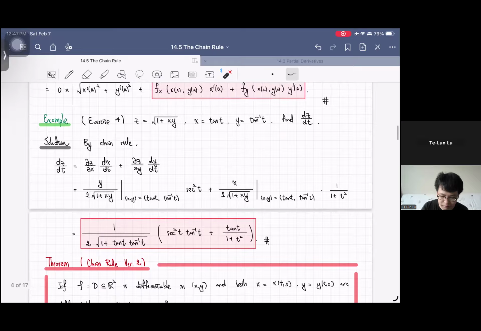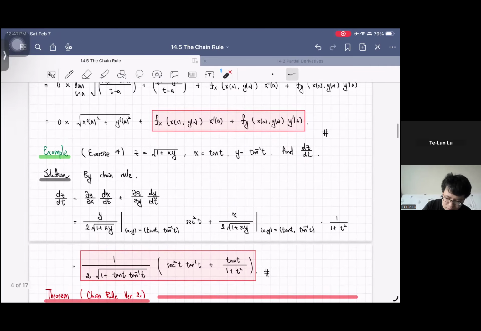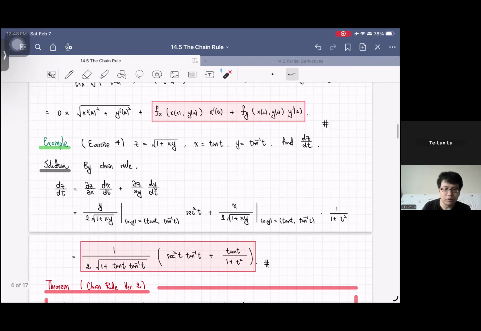So let us try to do this. Given z to be the square root of 1 plus xy, where x is tangent t and y is inverse tangent t, or arctangent t, we want to find the differentiation of z with respect to t. Again, you can try to do this by composing tangent t and inverse tangent t inside and then differentiating using one-dimensional calculus. But now we have the powerful tool, which is the chain rule.